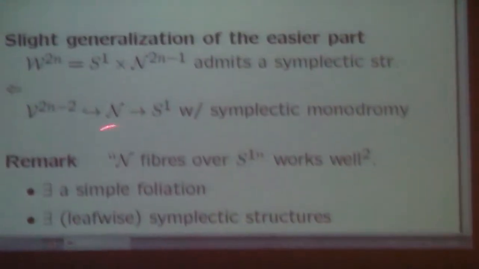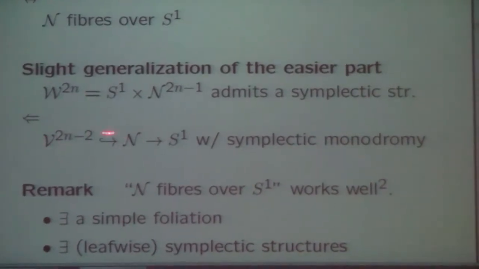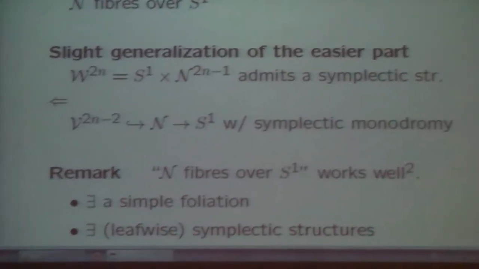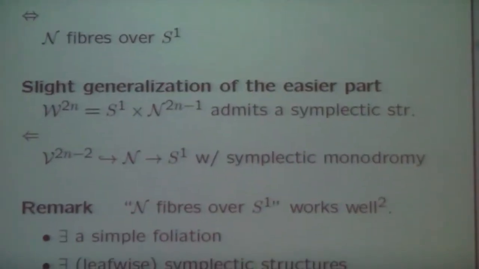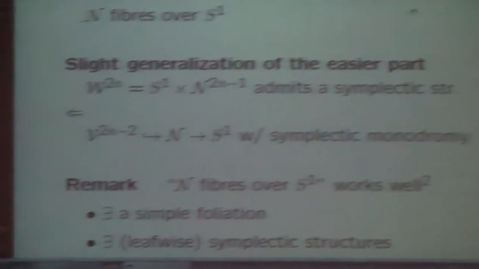And there is a slight generalization in a higher dimensional case. If you have an odd dimensional manifold which fibers over a circle with a symplectic fiber and the monodromy, and if we assume that the monodromy preserves the symplectic structure, then that odd dimensional manifold times S1 admits a symplectic structure. We can do the same construction for the symplectic structure. So this might be interesting if we would like to do the same thing in the higher dimensional case.